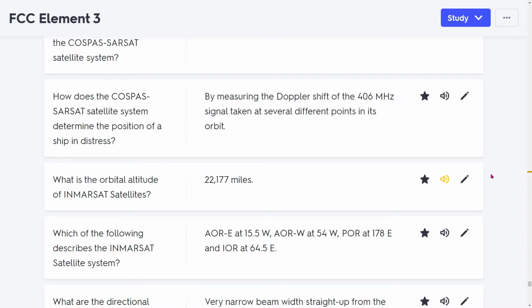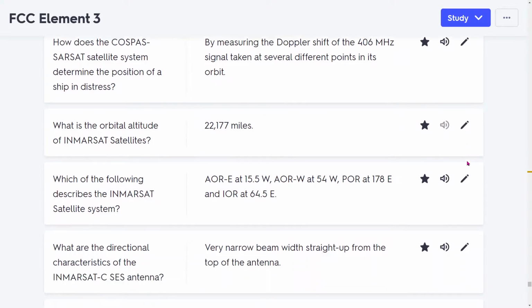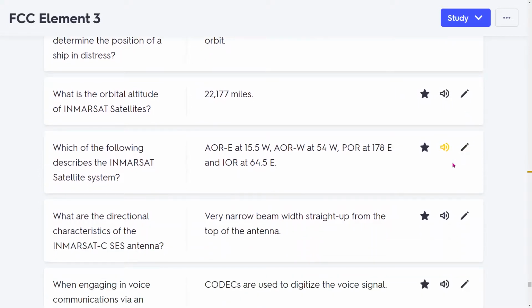What is the orbital altitude of Inmarsat satellites? 22,177 miles. Which of the following describes the Inmarsat satellite system? ARE at 15.5 W, ARW at 54 W, POR at 178 E and IOR at 64.5 E.